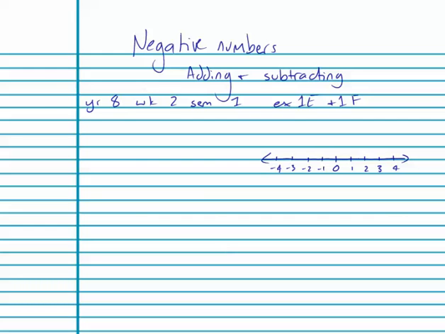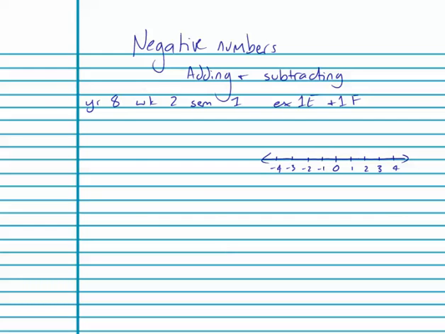A pretty useful way to be able to describe it. We can also use negative numbers to describe debt. So if I owe someone $1, you might say I've got -$1. So we kind of need negative numbers. We need to be able to do maths with them.